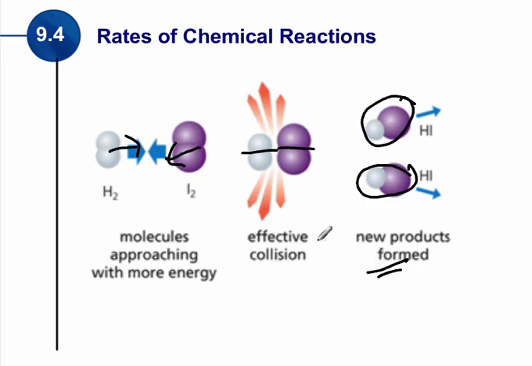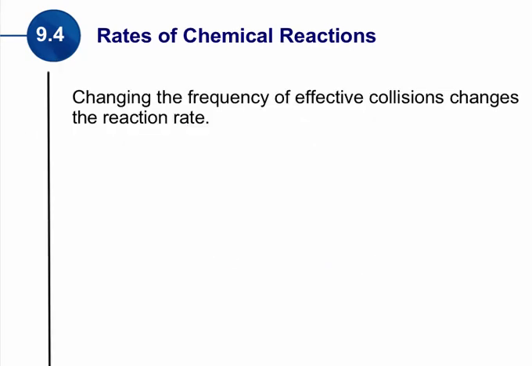And so we want to try and determine what controls this effective collision. To make these effective collisions, we have to change the frequency. And frequency is just the number of collisions. If we can increase the number of collisions, we can change the reaction rate. And by changing the frequency, we actually are able to change the speed of the reaction. Now, how do we do this? Well, there's 4 ways that we can actually increase the reaction rate.